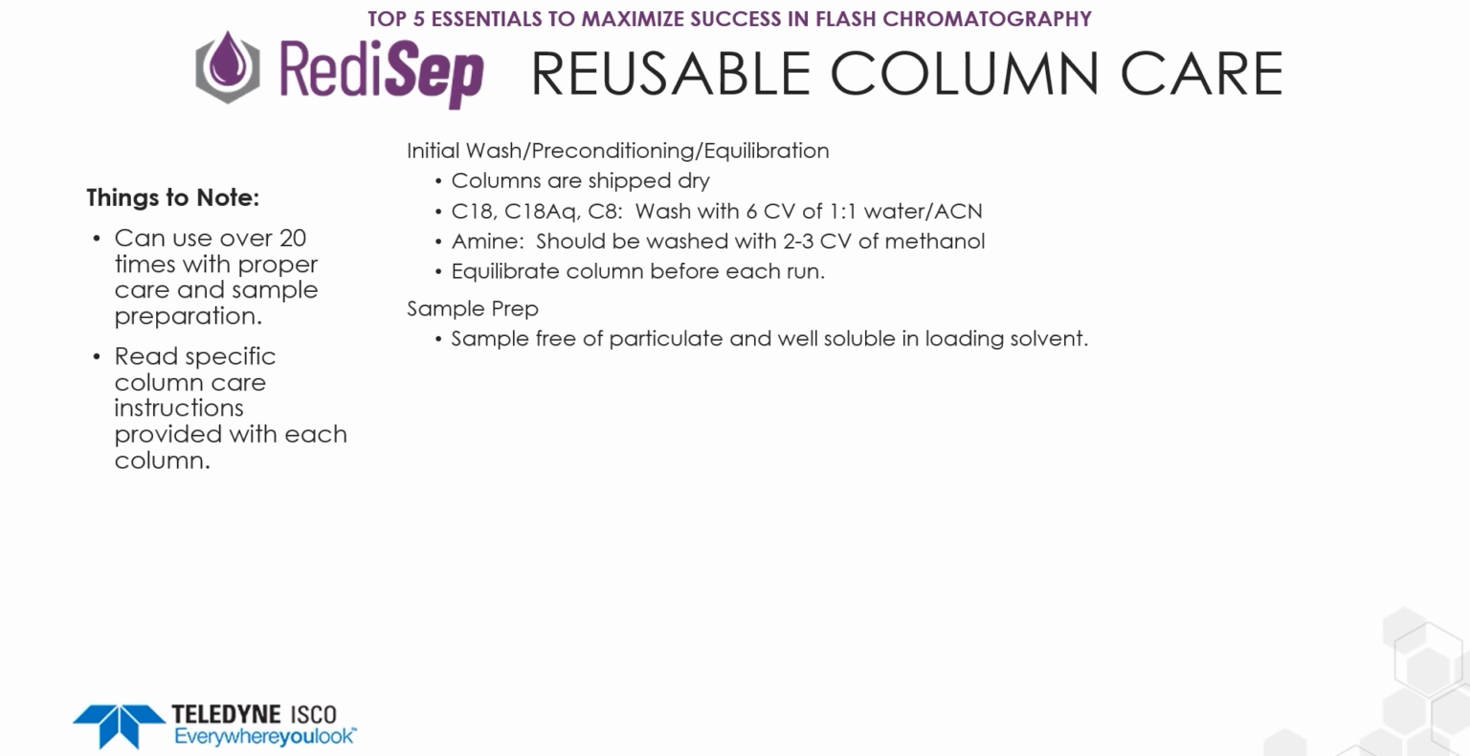Make sure you equilibrate your column before each run. This just gets the column used to the solvent system that you're using. So if you're using 95% water and 5% methanol, you're looking at reverse phase. Have an equilibration volume in there where you're pumping 95% water, 5% methanol. Just get that column used to the solvent system you're using.